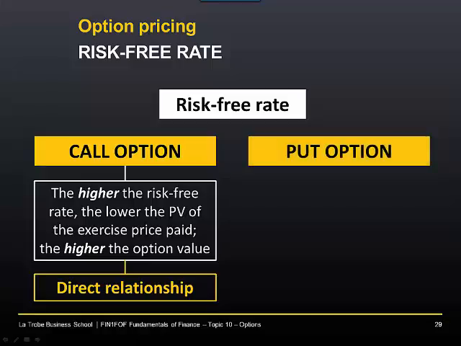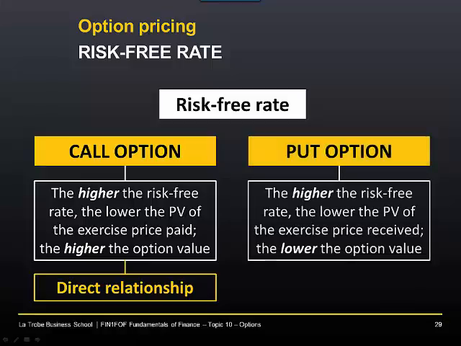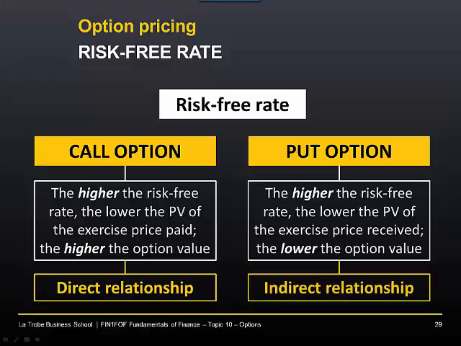For a put option, the exercise price represents an amount that will be received in the future if the option is exercised. The higher the risk-free rate, the greater the rate at which we will discount a future payment that we will receive, the lower the present value of that payment, and therefore the lower the option value. So there's an indirect relationship between the risk-free rate and the value of a put option.